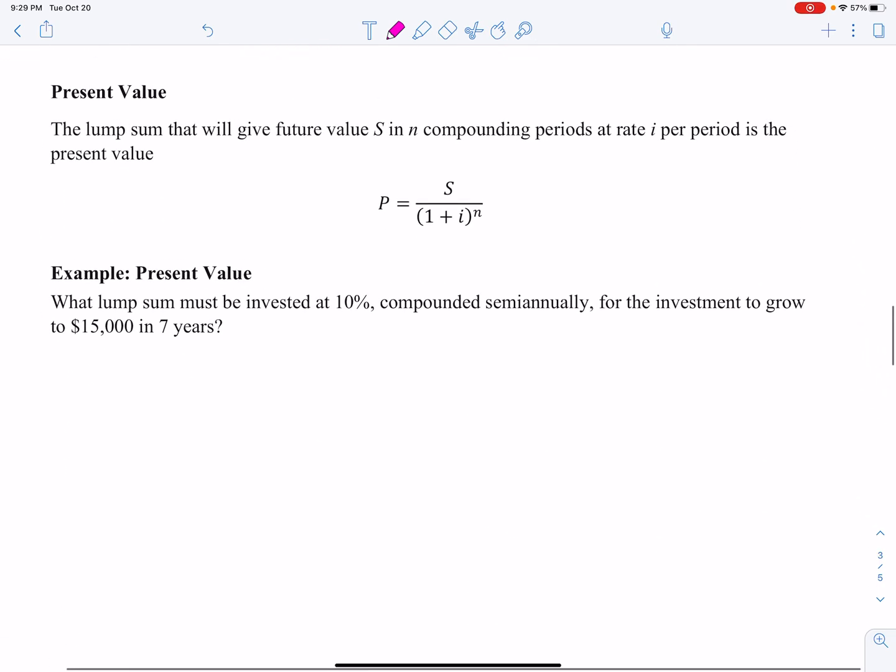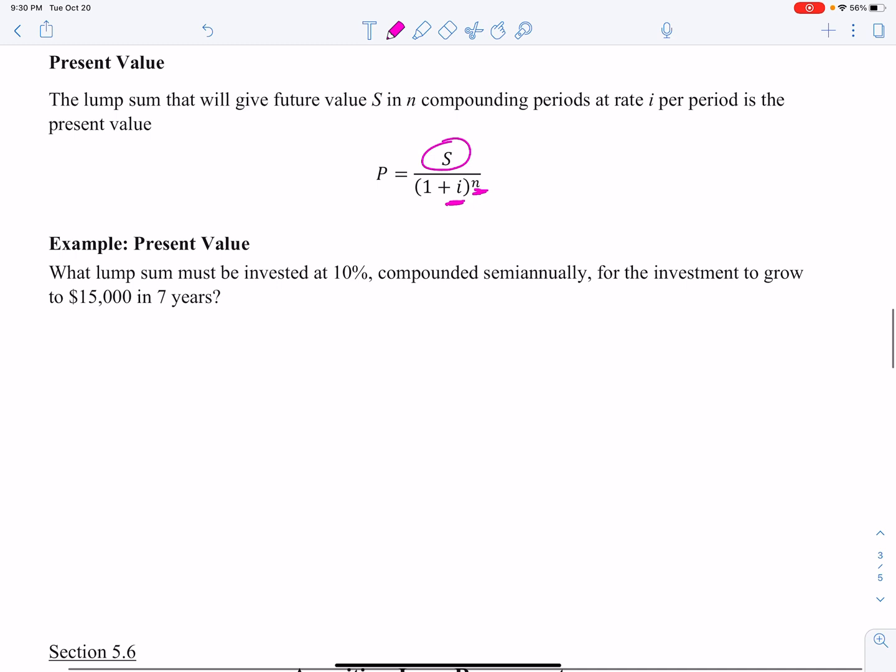All right. Next one here, we have what's called present value. The lump sum that will give the future value S in n compounding periods at rate I per period is the present value. So I is the interest rate, n is the number of compounding periods, and S is the future value. This is the way you'll see this type of problem presented. What lump sum must be invested at 10% compounded semi-annually, which means 2 times a year, for the investment to grow to $15,000 in 7 years?